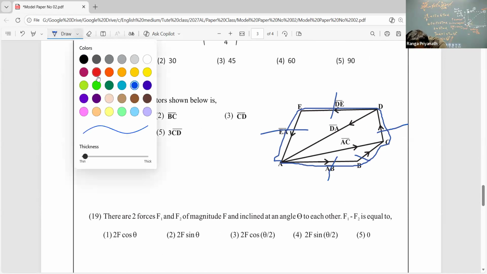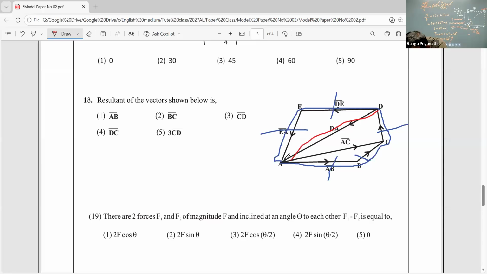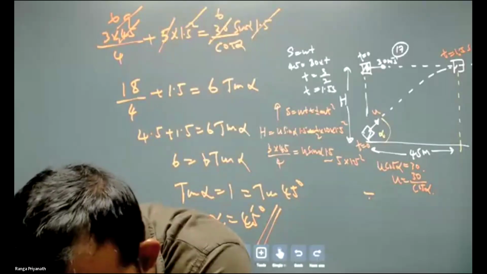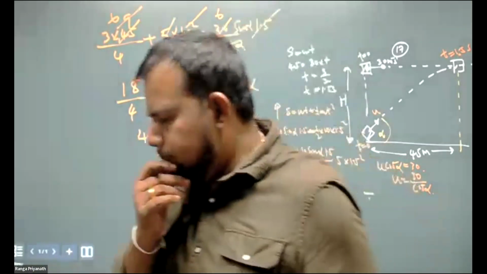Now, what is left is only those two vectors that travel along this line. The starting point and the final point tell you the resultant. The resultant is DC. The fourth one is the resultant. DC is the resultant. Simple question.